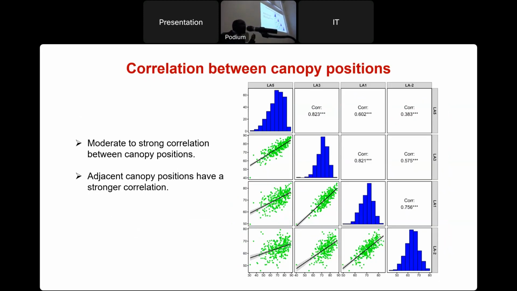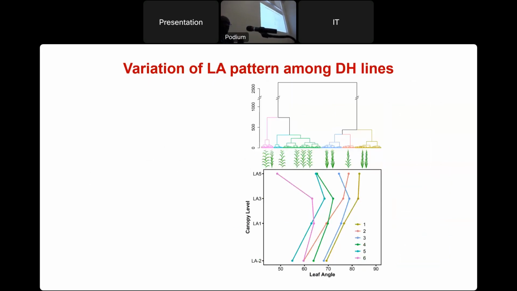First, we look at the correlation of leaf angle across these different canopy positions. And what we see is a positive correlation, from moderate to strong. And as expected, the correlation between adjacent canopy positions is stronger than between canopy positions that are further apart, thus confirming that we have some dynamic leaf angle for some of the DH lines. But then to characterize that further, we did a cluster analysis to see how they group according to the leaf angle pattern across the canopy.